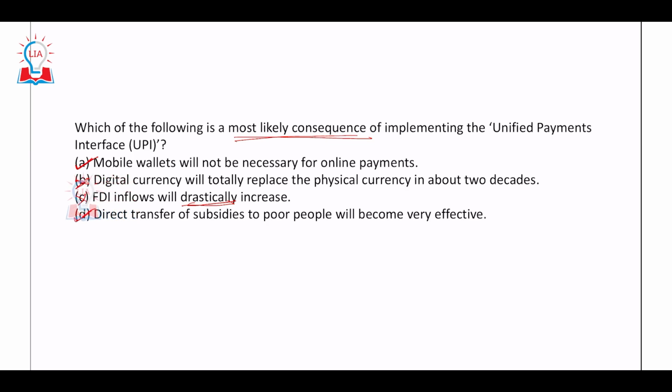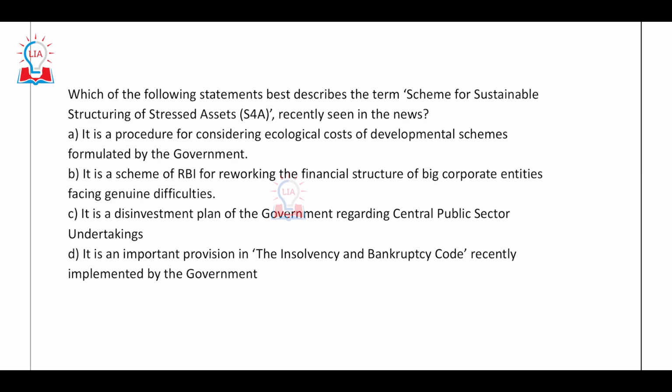Direct transfer of subsidies to poor people will become very effective. Now, this can be a possibility, but UPI has not been initiated for implementing the subsidy schemes of the government. UPI is more about person to person transfers mostly, right? Person to business transfers. It is mostly for P2P or P2B transfers. Yes, it can be utilized by the government as well, but the main thing that happens is mobile wallets will not be necessary for online payments. So answer is A. Next.